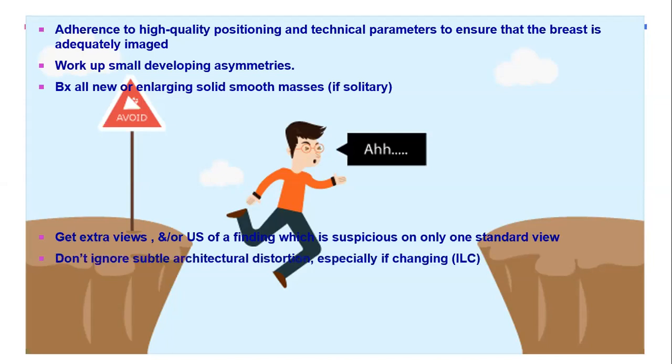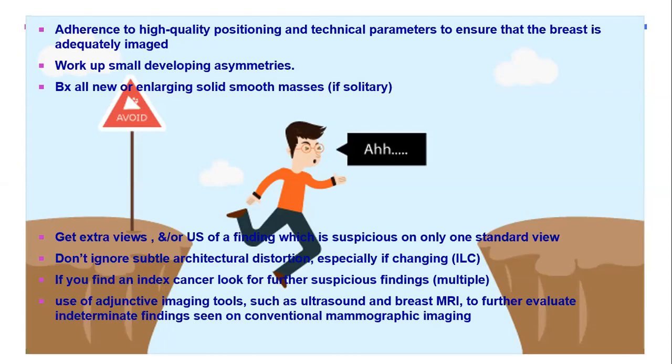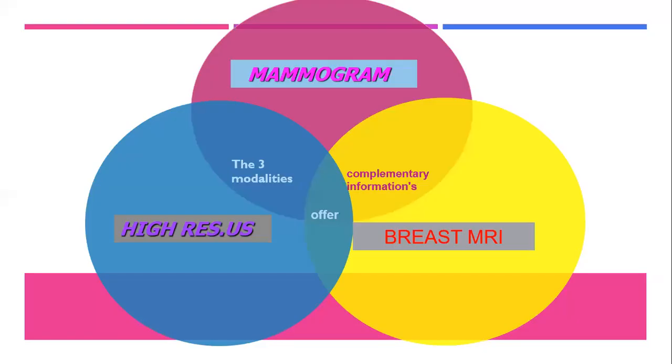We should not ignore subtle architectural distortion, especially if changing. Consider invasive lobular carcinoma. If you find an index lesion, look for further suspicious findings, multiple and contralateral, and use adjunctive imaging tools such as ultrasound and breast MRI to further evaluate indeterminate findings seen on conventional imaging.